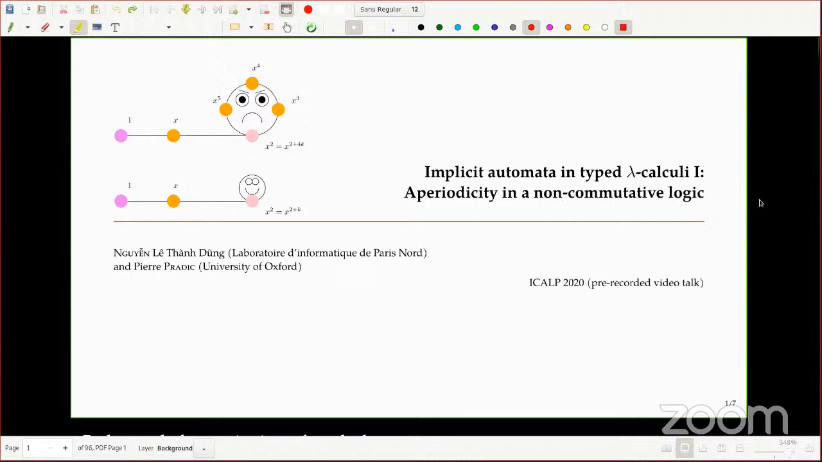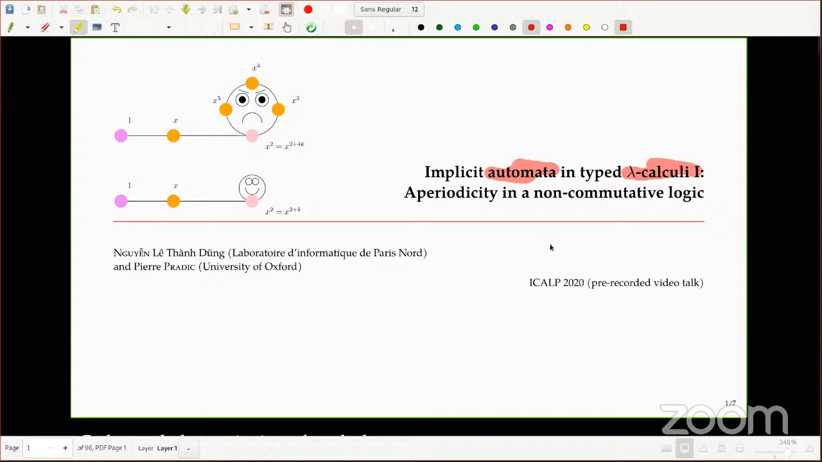Super. So I'm going to reuse the slides of the video to give a short summary. In the title, you can see the two main ingredients of the paper, which are lambda calculus and automata. Essentially, this is part of a line of work where we try to study certain classes of functions in lambda calculus that correspond to languages or transductions, and try to see if there are counterparts in automata theory.